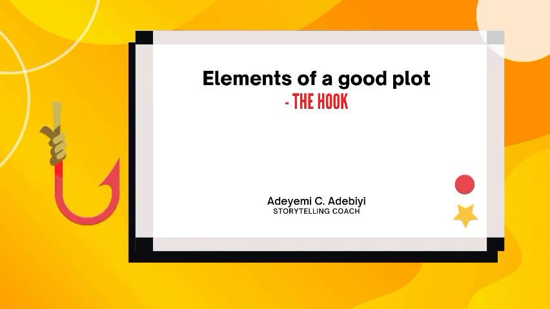The first element is called the hook of the story. Every great story needs a hook, and a hook is that attention-grabbing moment or idea that captivates your audience right from the start. There are times you watch movies or read books and the beginning gives you a clip of something that happened later in the story, and because you see that clip or you read that prelude, you are like, okay, I'm watching this, I want to see this. That is the hook of your story.